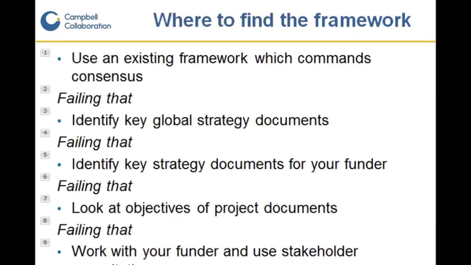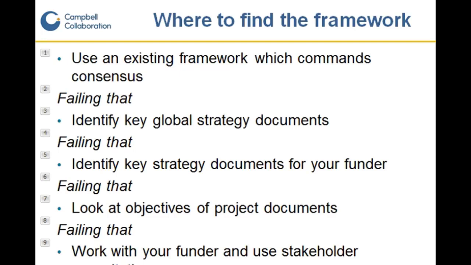So the question is, how do we exactly get to that framework? Where do we find the intervention and outcome when we are talking about an evidence and gap map? There are different ways. Either you have an existing framework which commands consensus and you can use it. If you do not have an existing framework, you have to go back and read the key global strategy documents. If you don't have that, then you identify key strategy documents from your funder. If that is also not available, then we have to look at different project documents and identify the key objectives related to your topic.